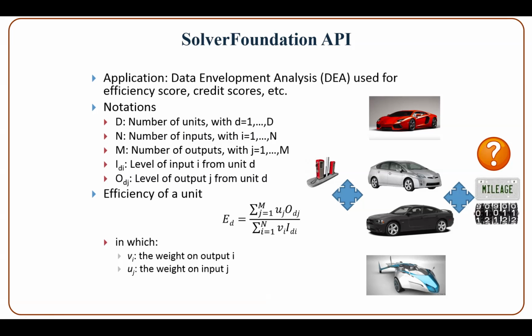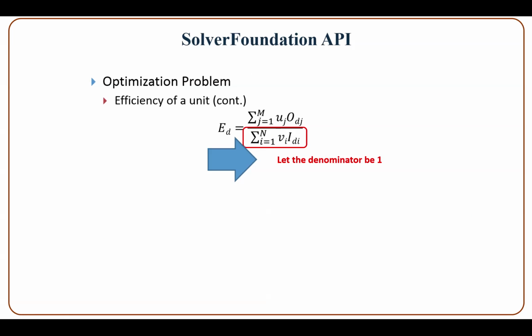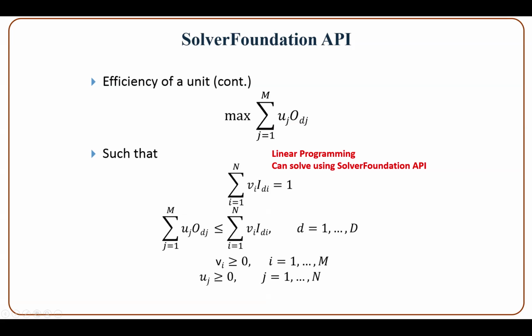The efficiency of a unit, E_D, is the weighted sum of the output levels divided by the weighted sum of the input levels. So basically, this is an optimization problem. Letting the denominator be 1, you maximize the numerator. And this is a linear programming problem.